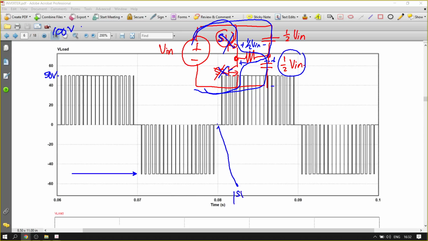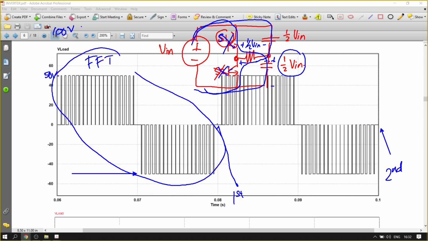First cycle, and then here becomes the second cycle. Great. First cycle, second cycle. So how do we get the fundamental 50 Hz? We do the fast Fourier transform, FFT, and we get the Fourier transform. Okay, what does Fourier say? Any waveform is actually made of a combination of sinusoidal signals, individual sinusoidal signals at different frequency with different amplitude. Alright, that's all.